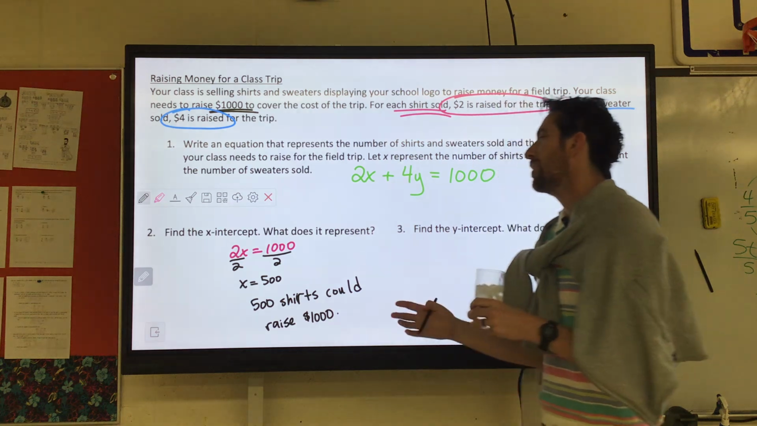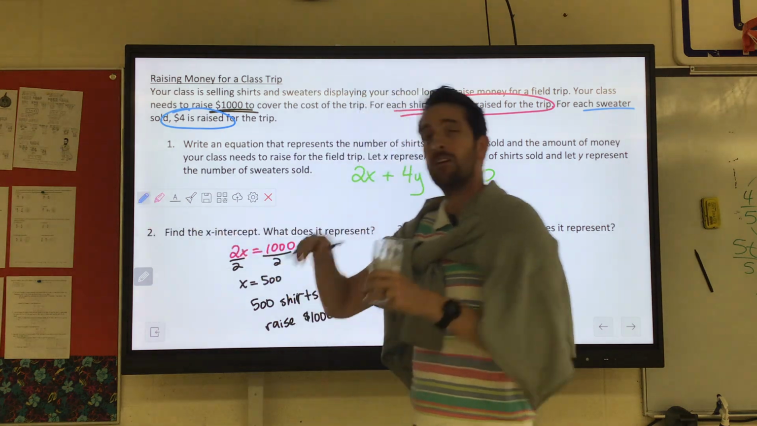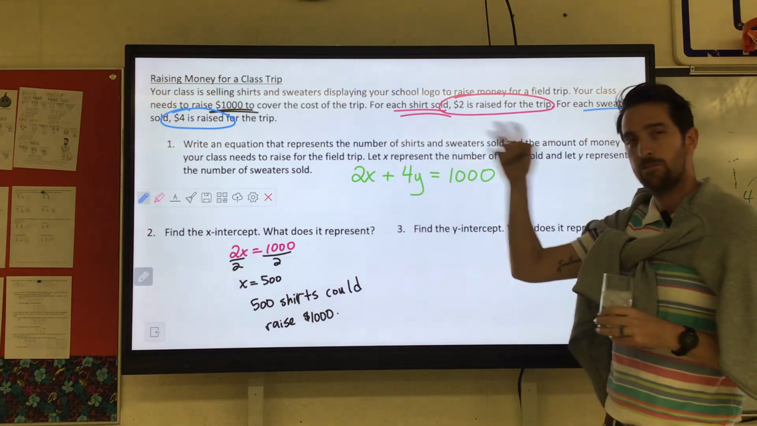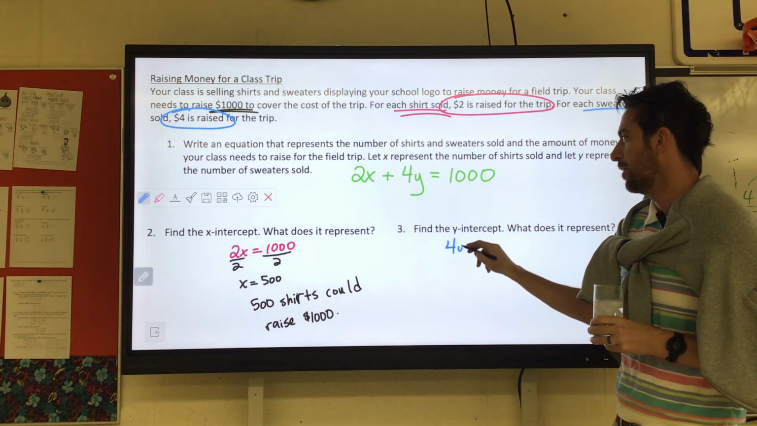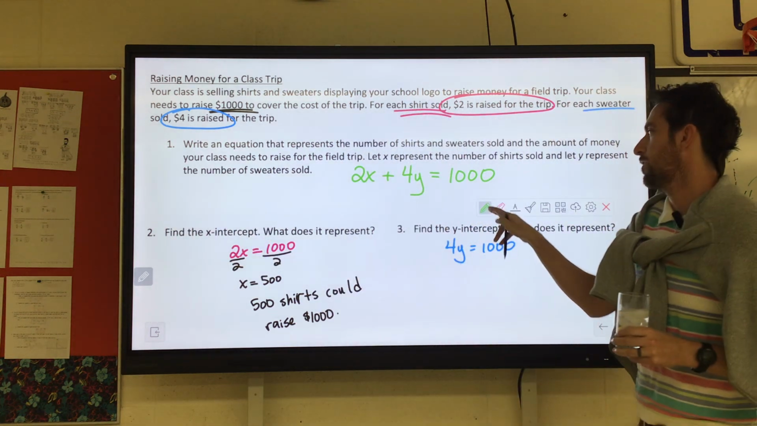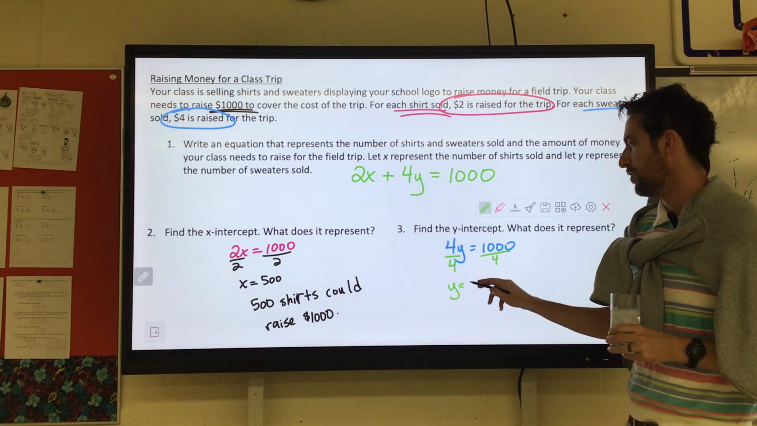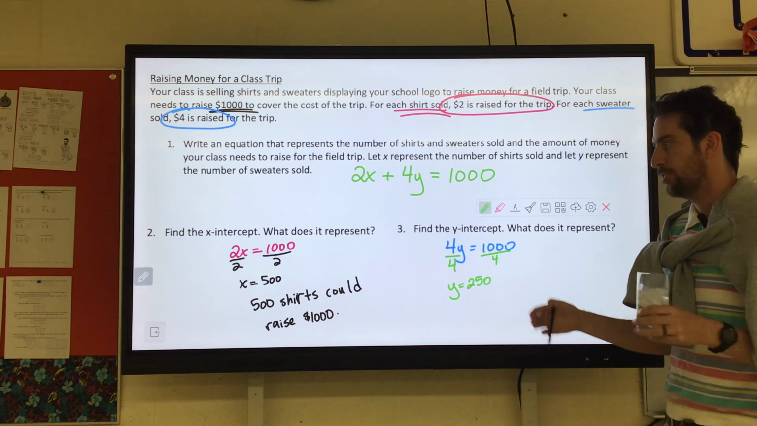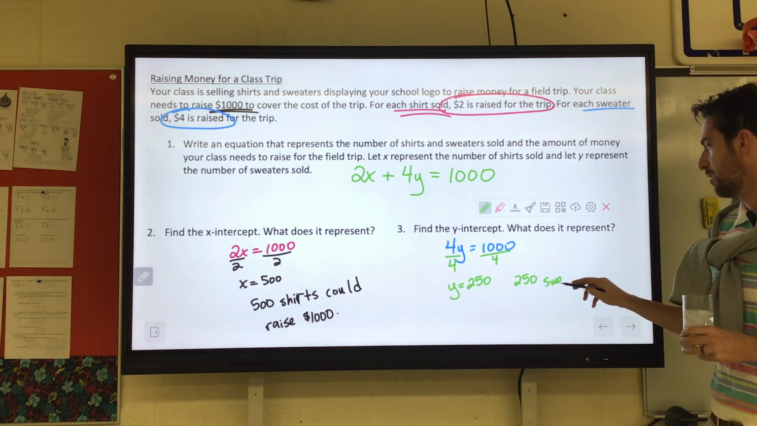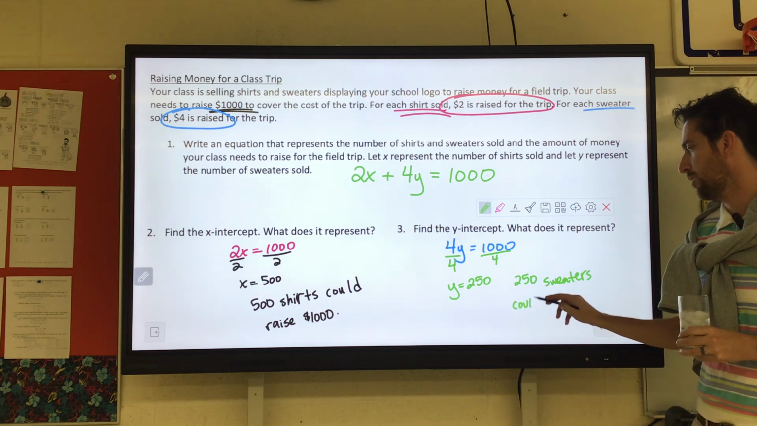We're going to do the same thing with the Y, and remember the Y represented sweaters. So it'll be the number of sweaters if we just sold sweaters to get $1,000. So if we substitute in 0 for x, we would have 4y equals 1,000. Cute. So here we'll divide by 4. 1,000 divided by 4 is 250. What does it represent? Well, that means we'd have to sell 250 sweaters. And that could raise $1,000.